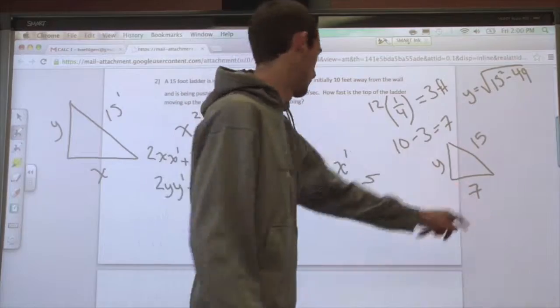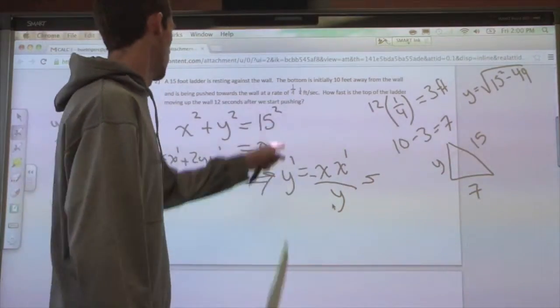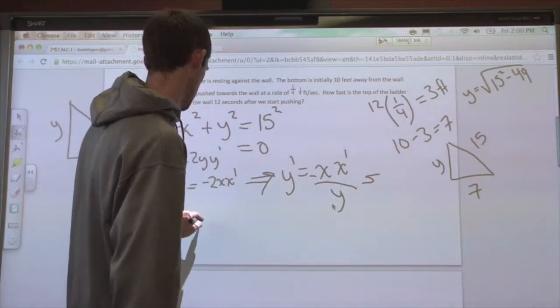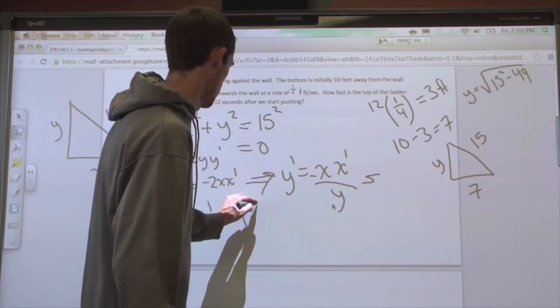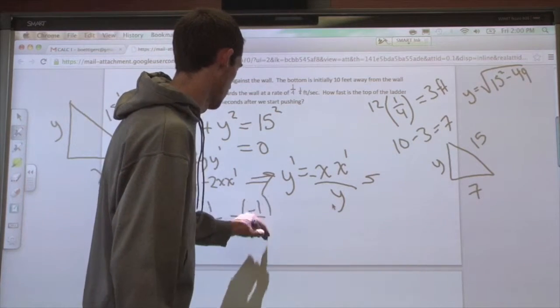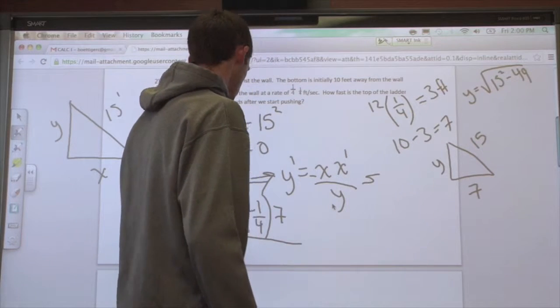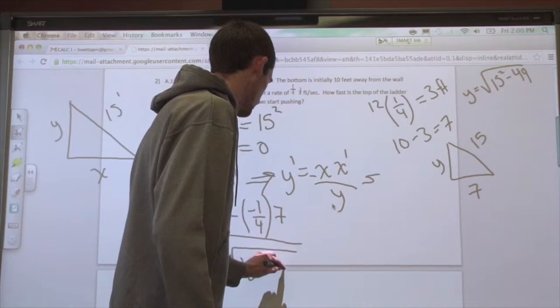Our x was the 7 feet, and x prime is going to be a negative 1/4 foot a second. So we get y prime is negative 1/4 times our x, which is 7, over the square root of 15 squared minus 49.